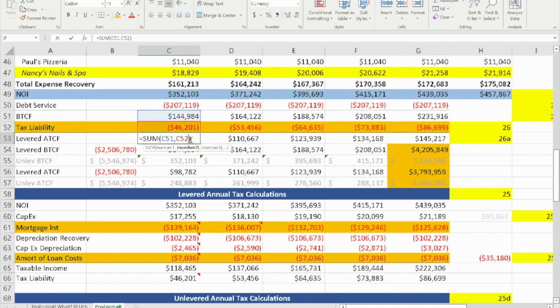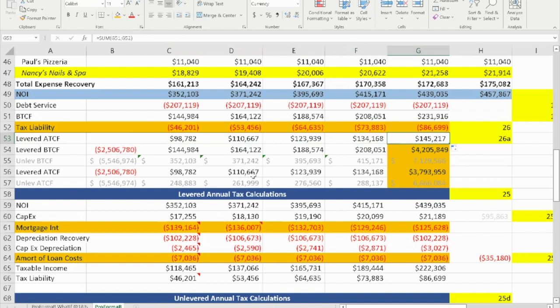Now that you've completed step 26, you can easily do step 26A. That's simply going to be the sum of the before tax cash flow and your tax liability. As you can see here, do not anchor anything. The formula will flow for you for years 2 through 5. You should end the year 5 with $145,000.